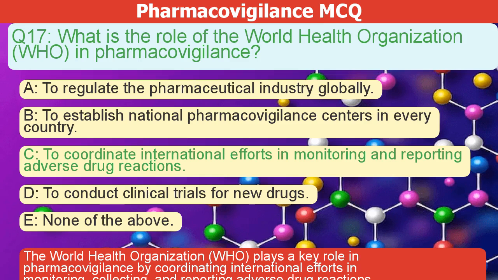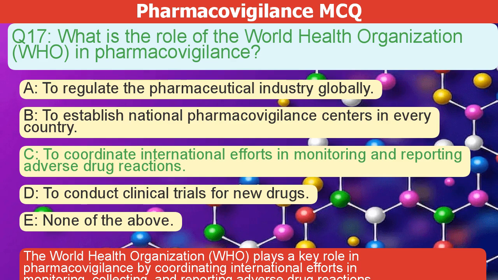The correct answer is C. The World Health Organization, or WHO, plays a key role in pharmacovigilance. It coordinates international efforts to monitor, collect, and report adverse drug reactions globally.